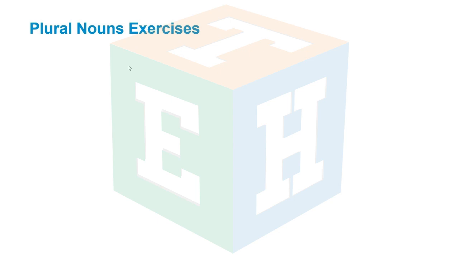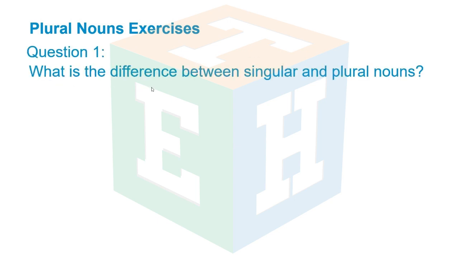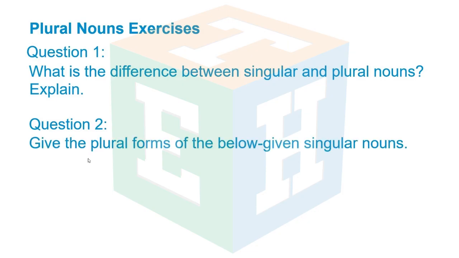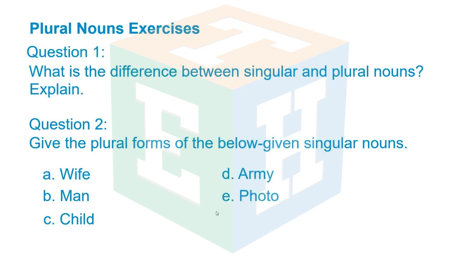Plural nouns exercises. Question 1. What is the difference between singular and plural nouns? Explain. Question 2. Give the plural forms of the below given singular nouns. A. Wife. B. Man. C. Child. D. Army. E. Photo.